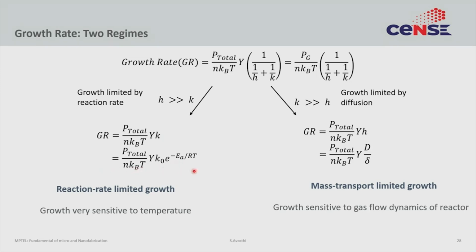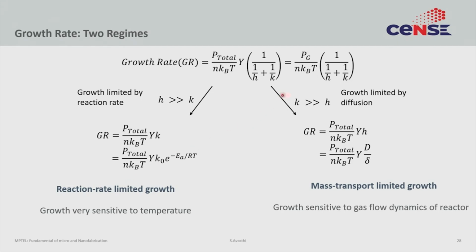Overall, if you look at this expression, you realize that it is linearly dependent on pressure, but exponentially dependent on temperature. So, the growth in the reaction rate limited regime is extremely sensitive to temperature. Just 50 degrees change in temperature up or down can actually change the growth rate by orders of magnitude.